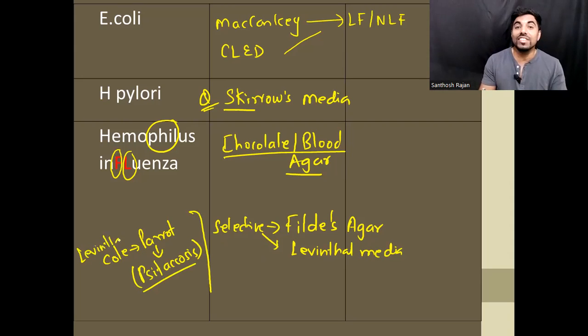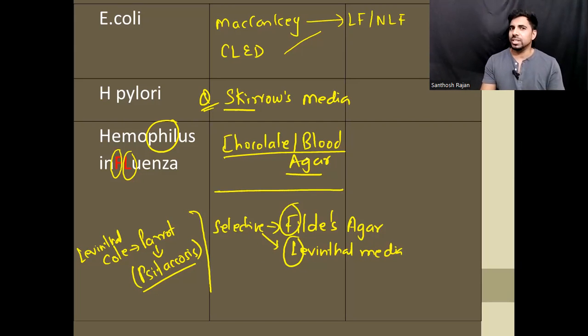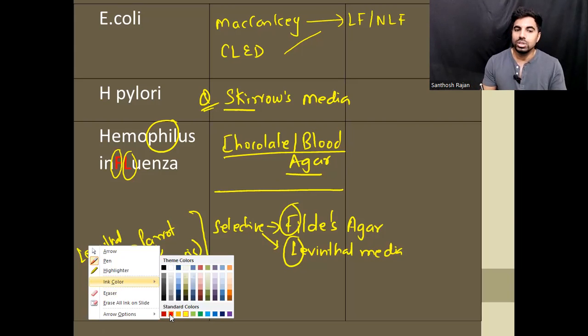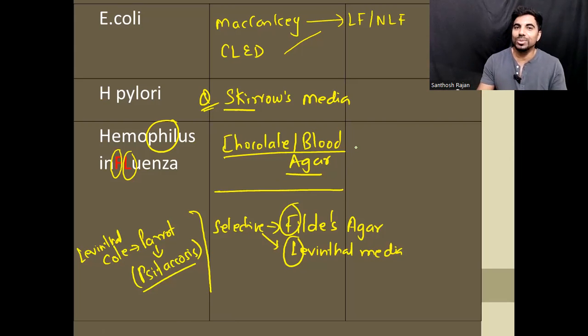Now we have Levinthal medium also. Levinthal media, L. Influenzae, L. Fildes is L. Okay. Not asked many times, but there is one procedure you can do in chocolate blood agar. What is that procedure? Phil has what? I just told you in Brucella. He has a satellite. Satellitism.